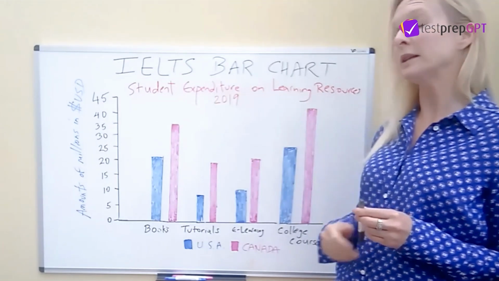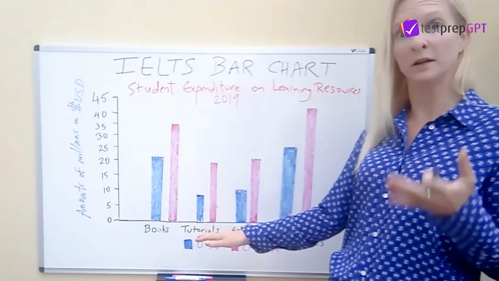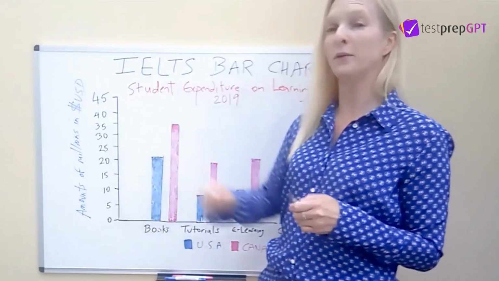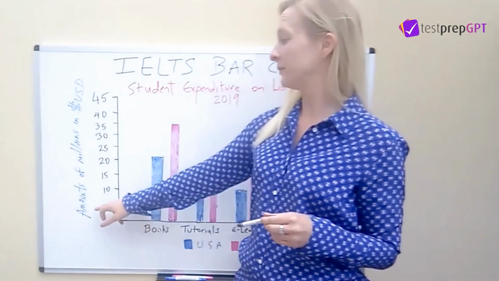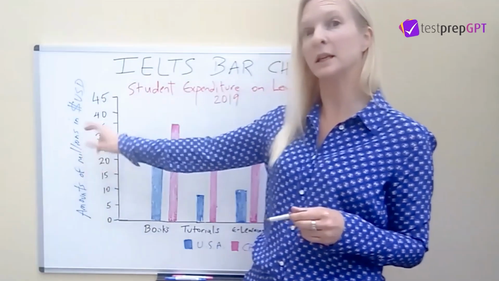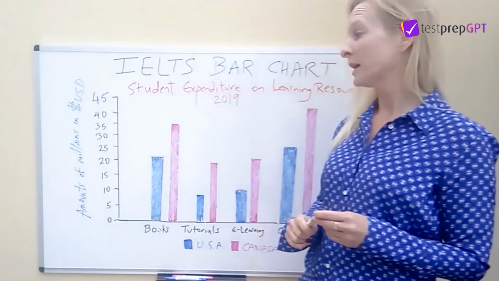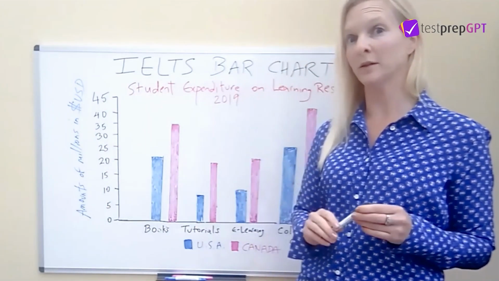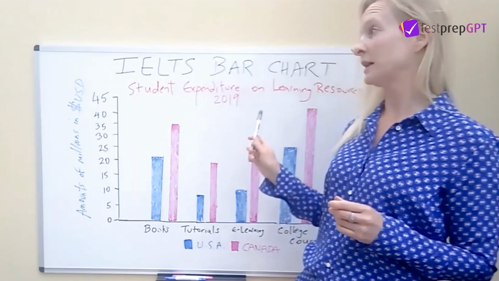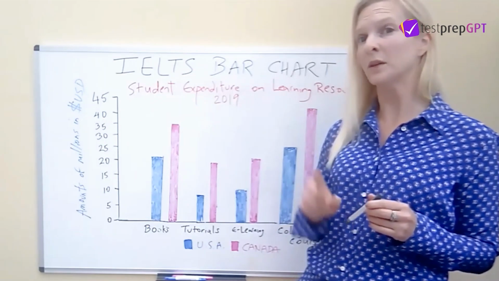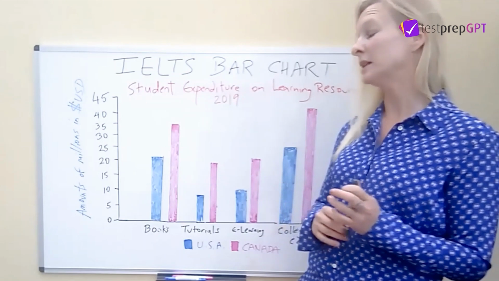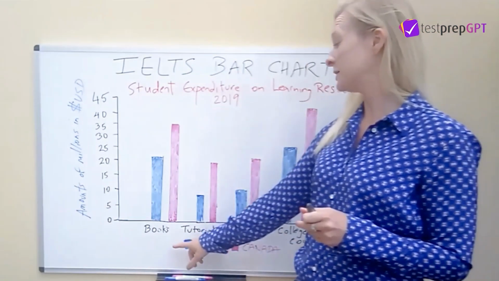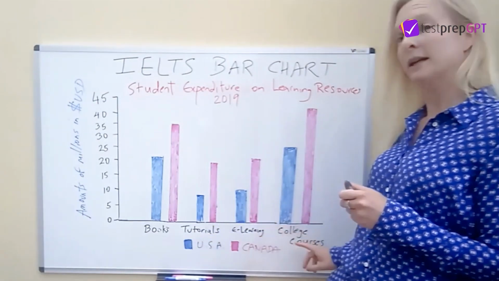And if we take a look now at the axes of the graph, we aim to understand it. On the left side, we see the figures between 0 and 45, and the title says amounts in millions of US dollars. So now we know that students spent between 0 and 45 million US dollars on learning materials in 2019. So in a period of 1 year, right? And then on the horizontal axis, we can see 4 products: books, tutorials, e-learning, and college courses.